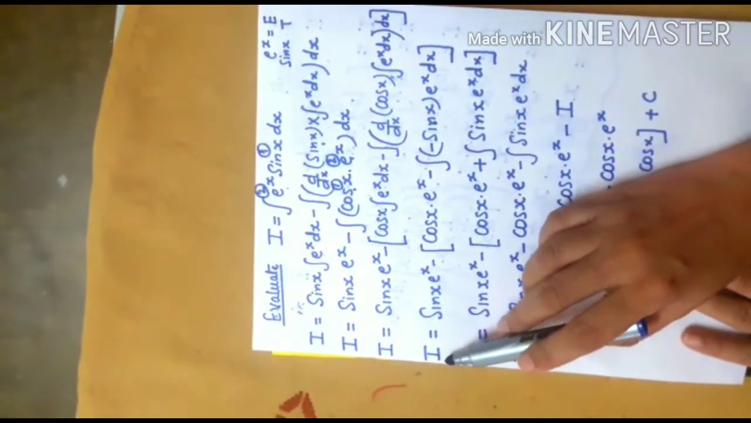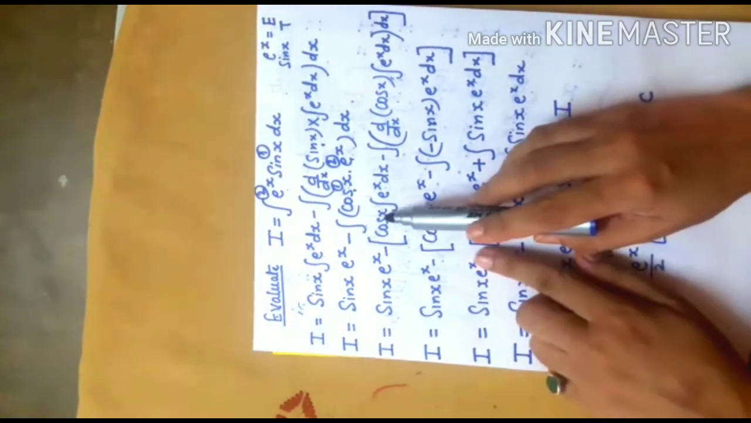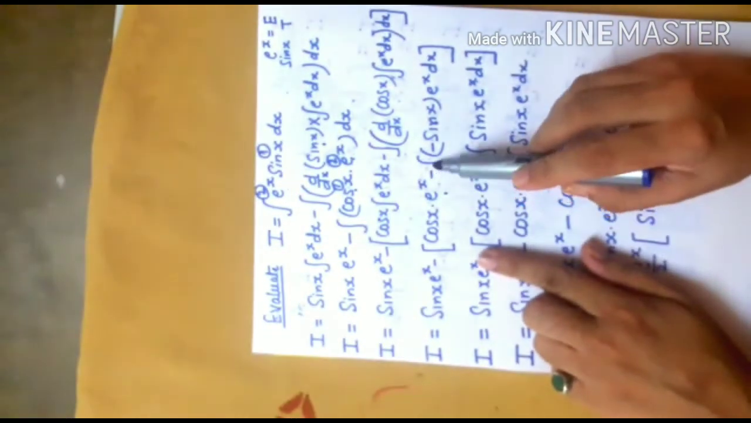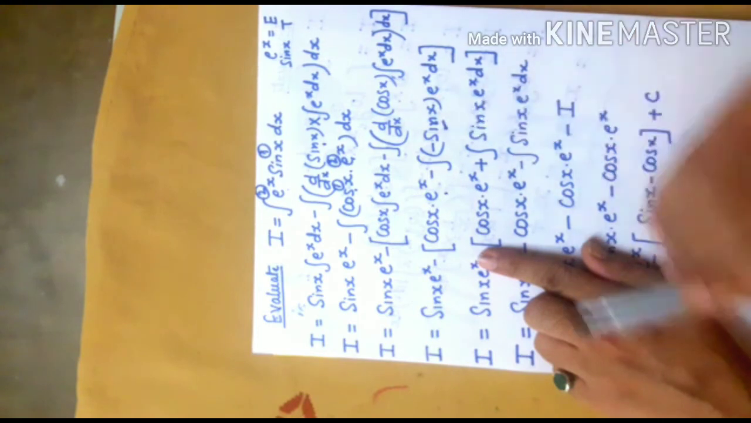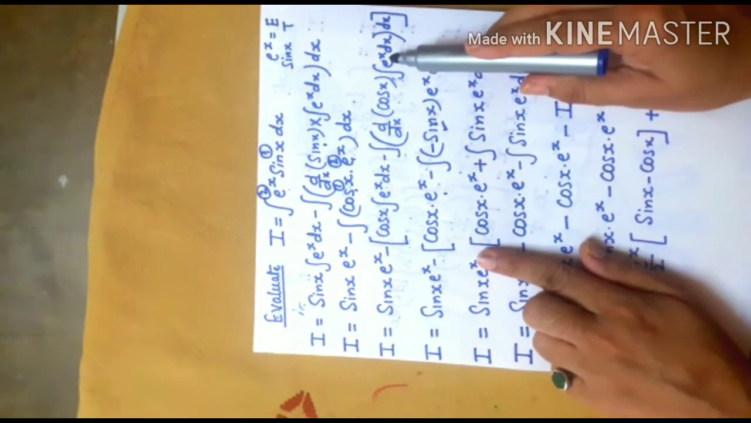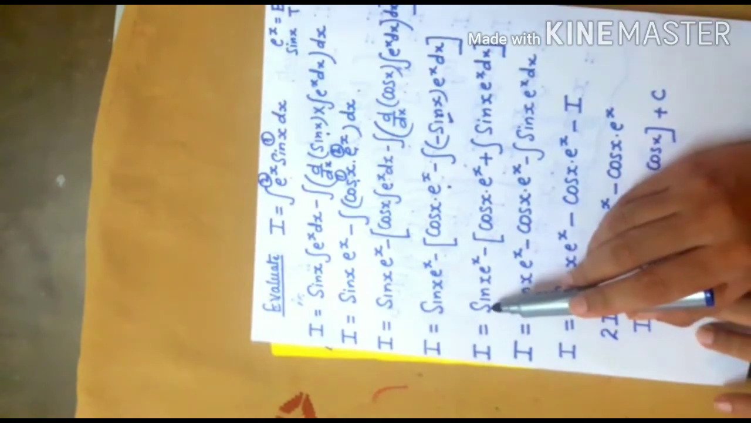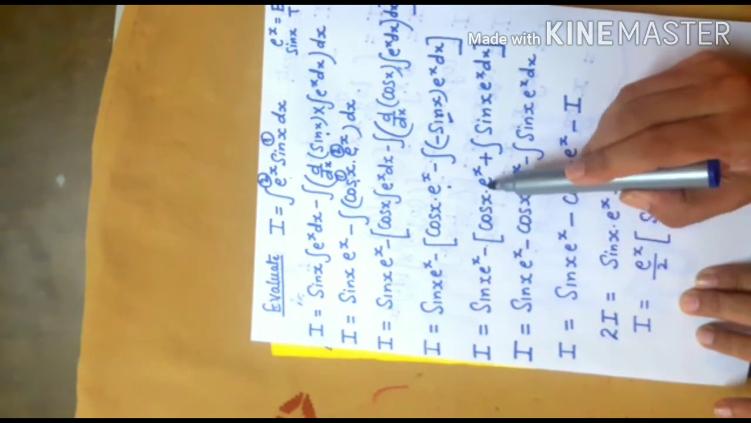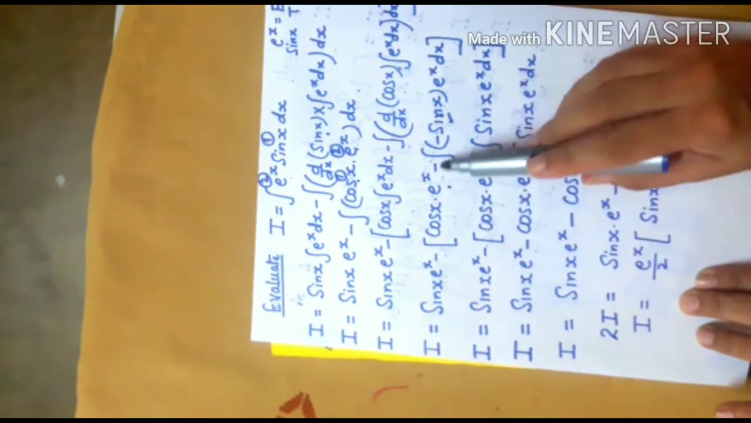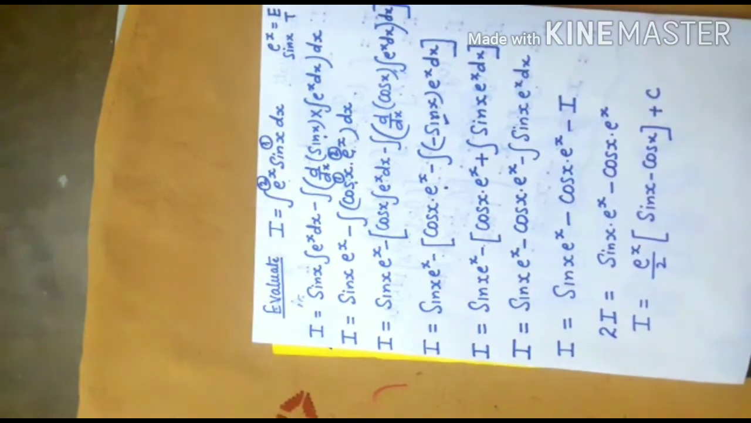Now let's evaluate. I will be equal to sin x into e to the power x minus cos x, and integral of e to the power x is e to the power x, minus integral of, what is the derivative of cos x? It's minus sin x, into integral of e to the power x, which is e to the power x. Right? So here I'll get sin x into e to the power x minus cos x into e to the power x plus integral sin x into e to the power x dx.